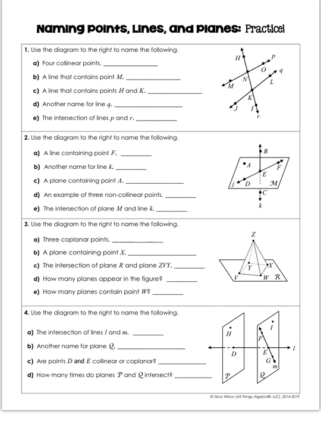For the first question, it says use the diagram to the right to name the following. So we have a picture over here. The first question is asking us to name 4 collinear points. Remember, collinear means points on the same line. So if we're looking for points on the same line, we need 4 of them. It's important to find 4.